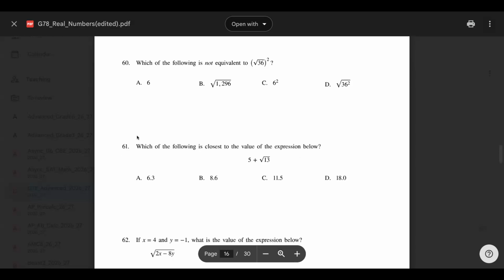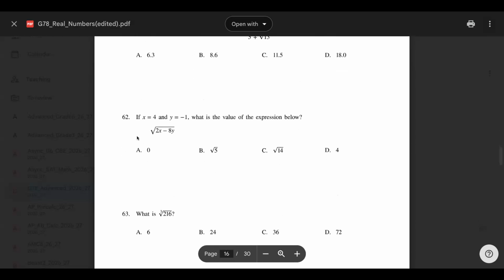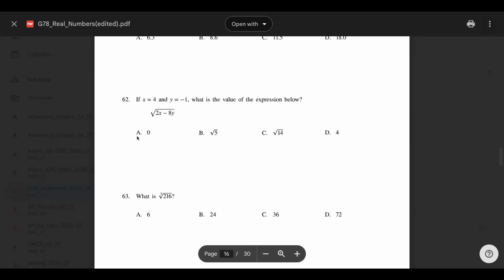Now, which of the following is closest to the value of the expression? You know all this. Do you know how to find cube roots? Kind of. Okay, what is the cube root of 8? When I ask you for the cube root of 8, what do you do? You prime factorize it first. Cube root of 2 times 2 times 2. For every 3 copies of the number inside the radical, you take 1 out and write. So the answer is 2.